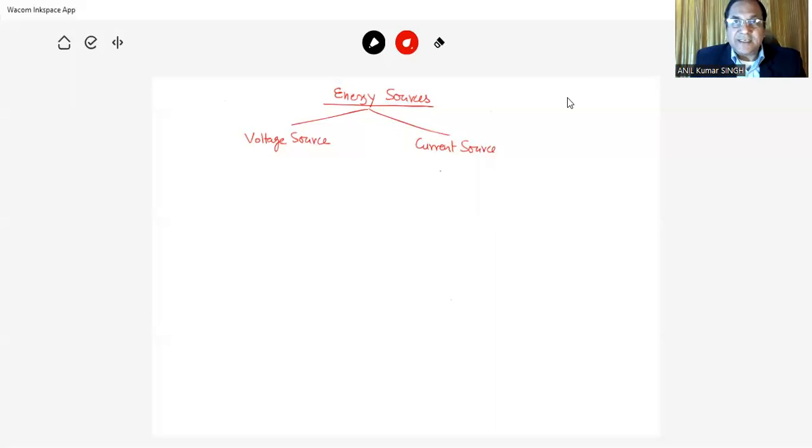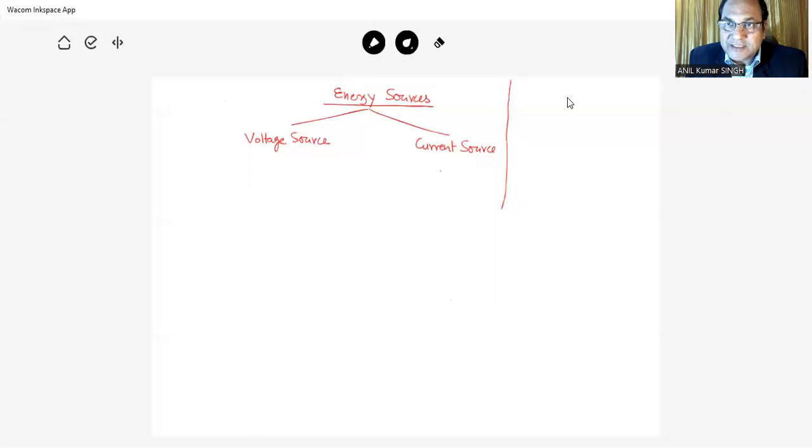So in any circuit, there are energy sources. Sometimes it is a voltage source, sometimes it is a current source. In order to explain the current source and voltage source, we take one circuit diagram. Which circuit diagram?